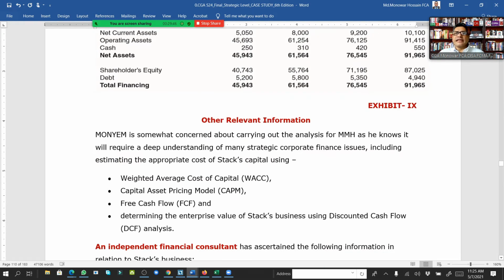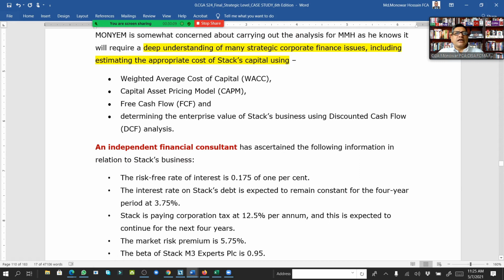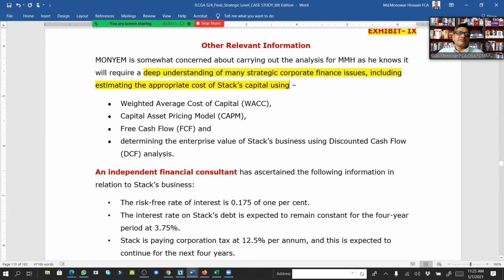Now the other relevant information of that company. Monim is somewhat connected with carrying out the analysis. MMEs, as they know, will require a deep understanding of many strategic corporate financial issues, including the estimation of corporate cost, etc. So they are analyzing and working with the weighted average cost of capital, CAPM, and free cash flow. We know what free cash flow is. We know cash flow.